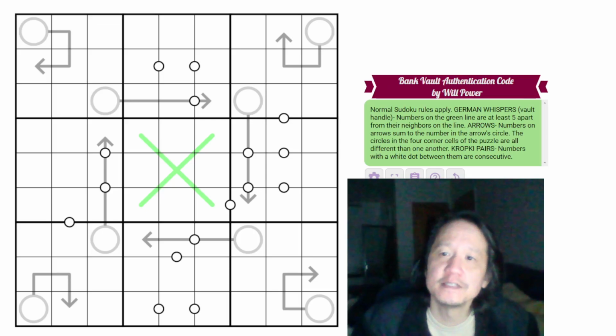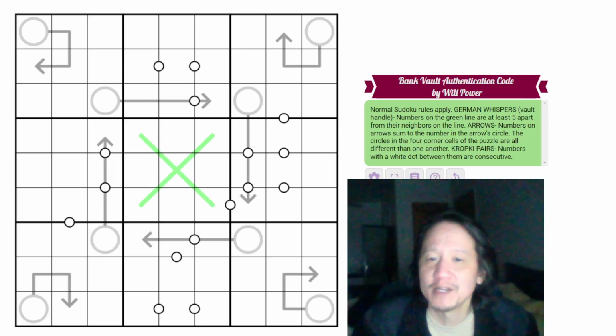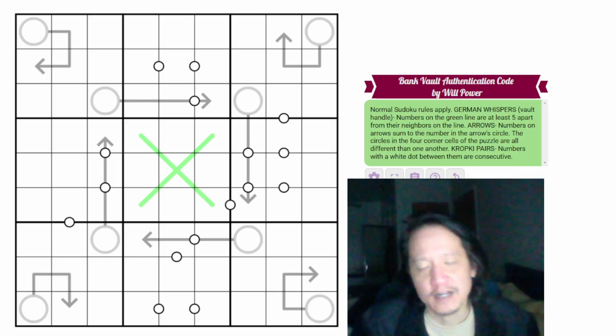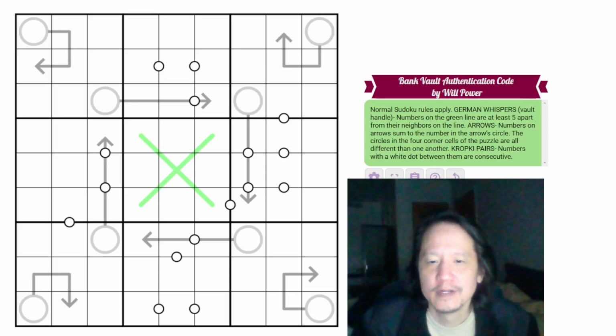And take that easiness with a grain of salt because it's considered easy by the people on the Logic Masters Germany forum, and there's a lot of really smart people there. Today's easy puzzle is called Bank Vault Authentication Code by channel favorite Will Power.